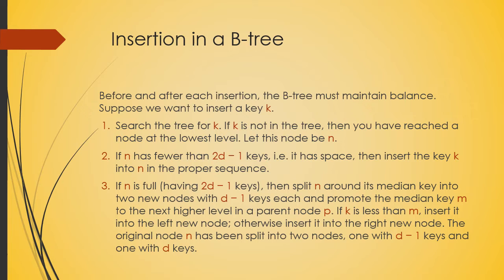If N is full, having 2d minus 1 keys, then split N around its median key into two new nodes with d minus 1 keys each and promote the median key M to the next higher level in a parent node P. If K is less than M, insert it into the left new node. Otherwise, insert it into the right new node. The original node N has been split into two nodes, one with d minus 1 keys and one with d keys.